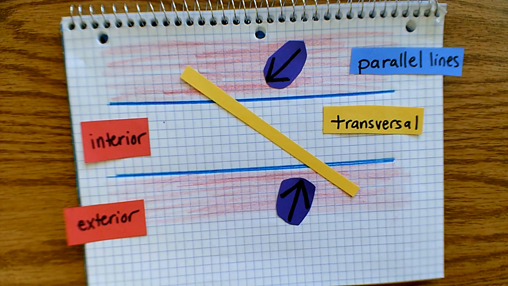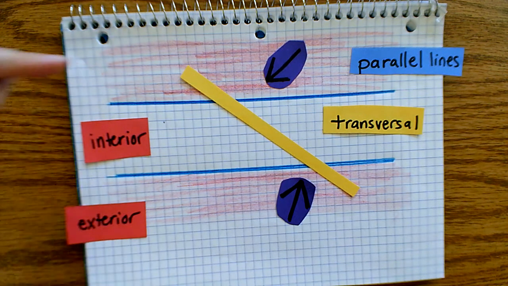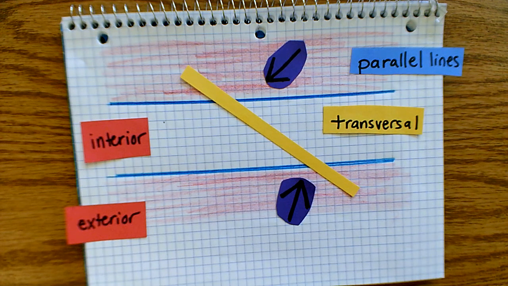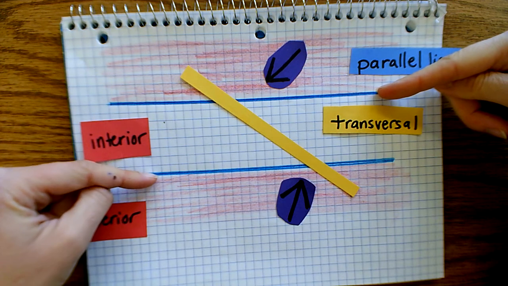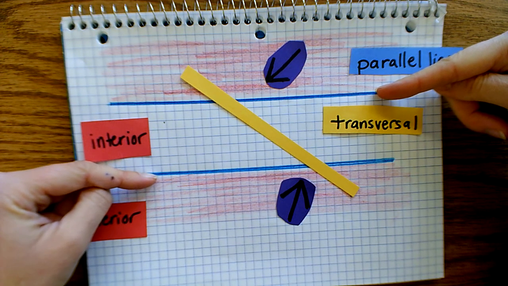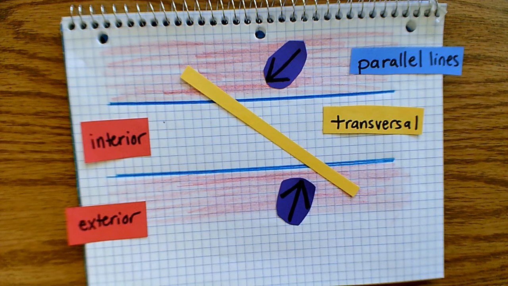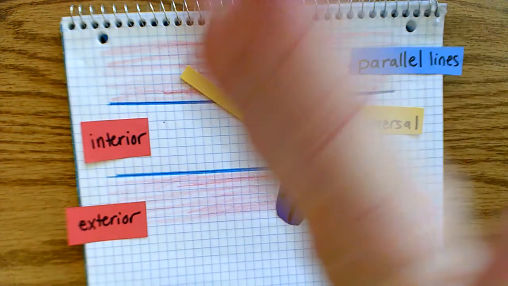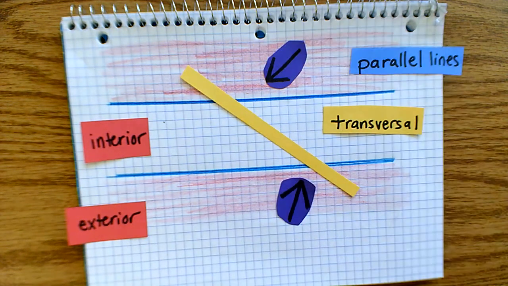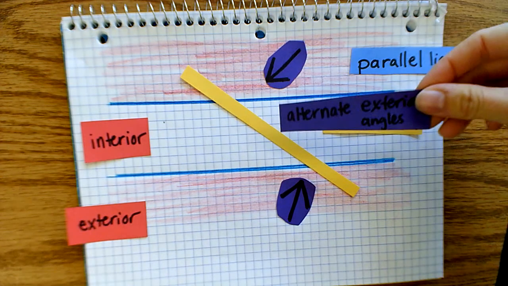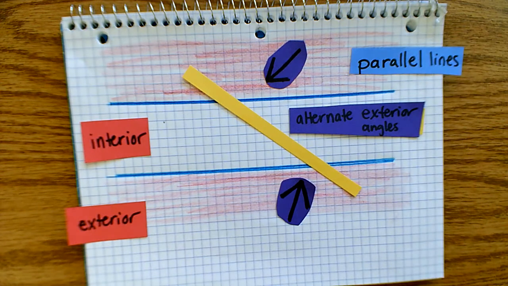Now, are these angles in the interior space or in the exterior space? Well, they're in the exteriors. Are they attached to the same parallel line or opposite parallel lines? Well, it looks like they're attached to two opposite parallel lines. Now, are they on the same side of the transversal or on opposite sides? These are on opposite sides. So these are what's called alternate exterior angles.